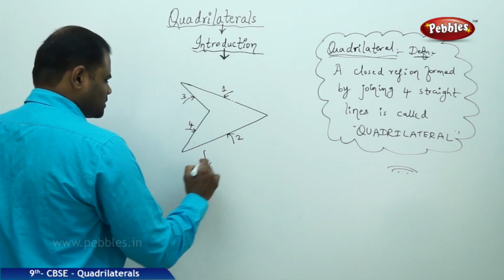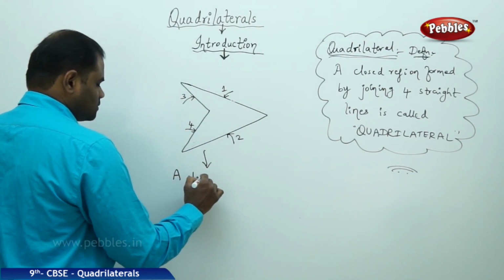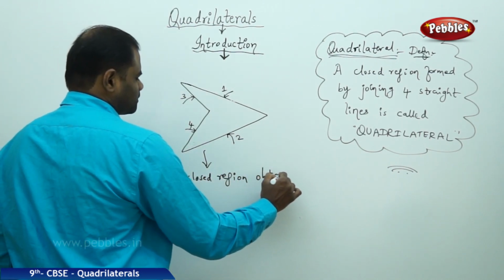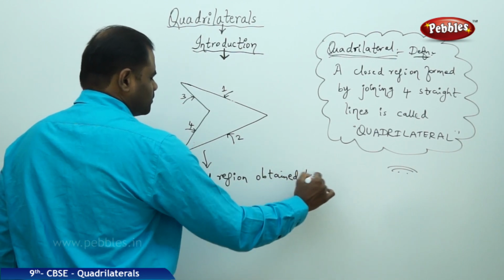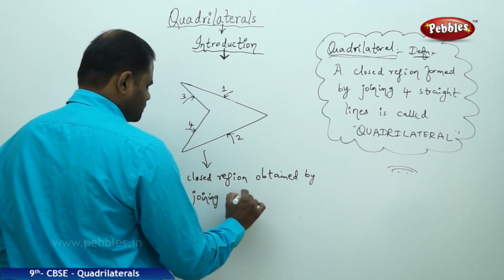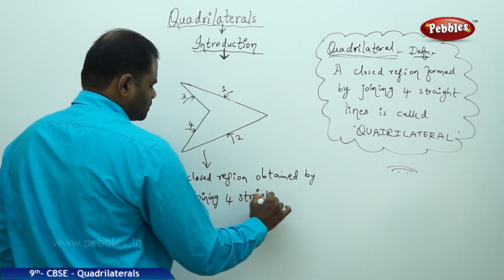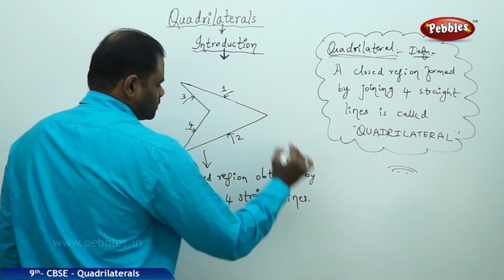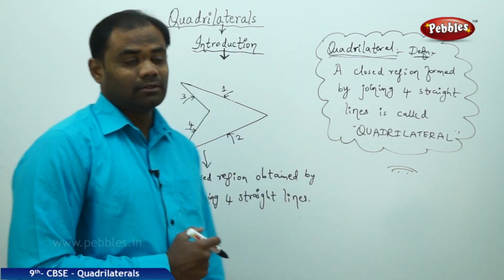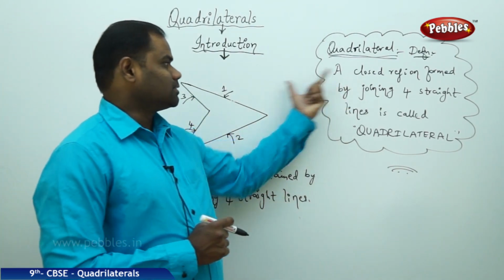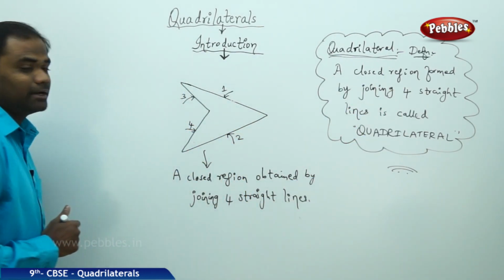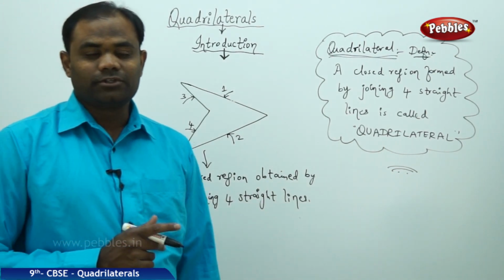So this is a closed region obtained by joining four straight lines. Let's see if this is a quadrilateral. Yes, according to the definition, this is a closed region formed by joining four straight lines, and this is a quadrilateral. We have quadrilaterals which are of two types.